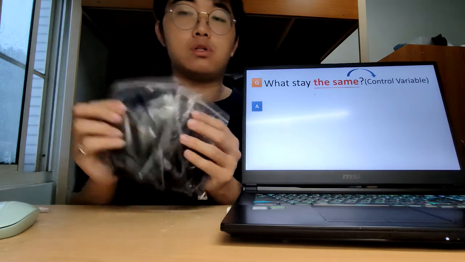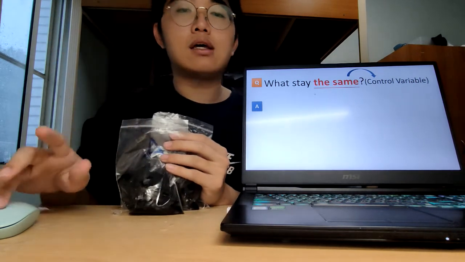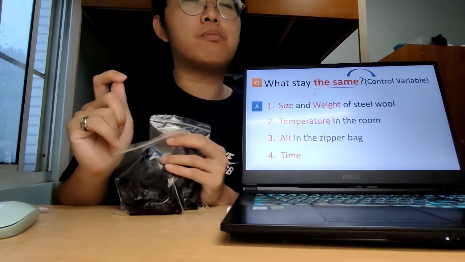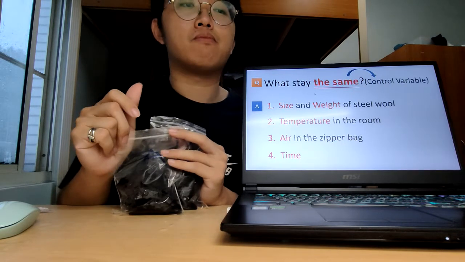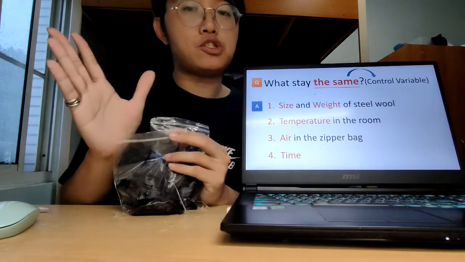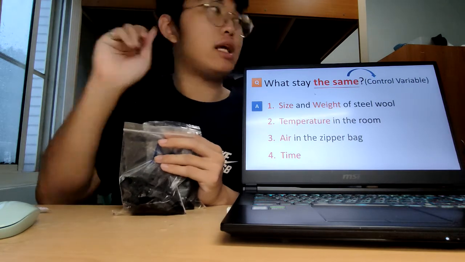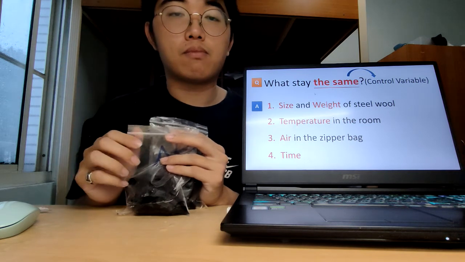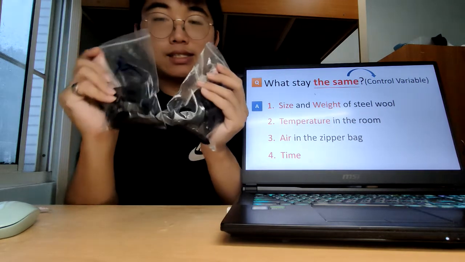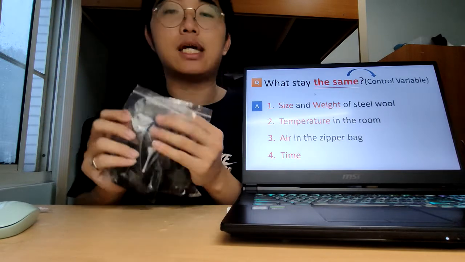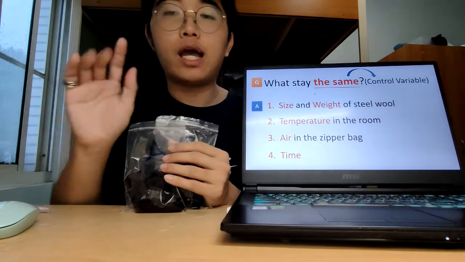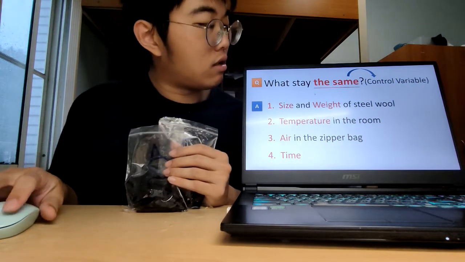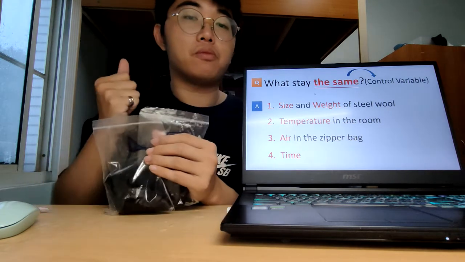Oh, you say the steel wool stays the same. Yes, the weight and the size of the steel wool. And group 2, what stays the same? The temperature. Very good. The temperature in this room stays the same. Group 3, what stays the same? The zipper bags. The air in the zipper bag stays the same. And we have the same amount of time. So here are the control variables.